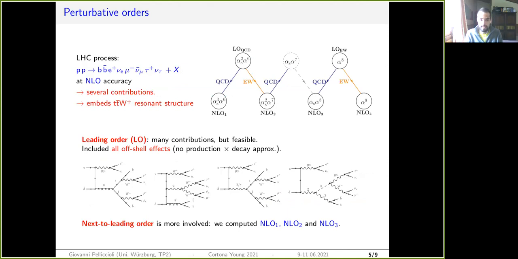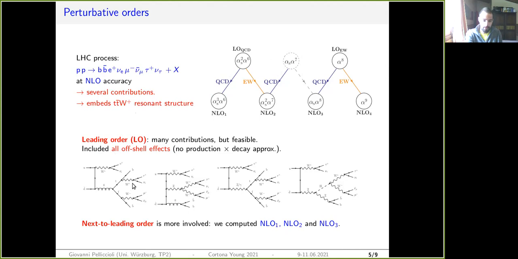This is the process that we study. So this is the final state: 2 b quarks, 3 charged leptons, and 3 neutrinos. And we study it at NLO accuracy. Already at leading order, this process, which embeds the TTW resonance structures, receives contributions from two different perturbative orders, leading order QCD and leading order electroweak. In principle, also the interference among the two sets of leading order diagrams contributes, but this is identically zero due to color structure.